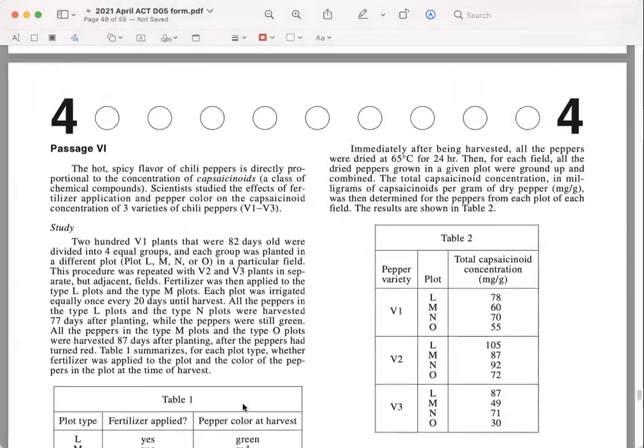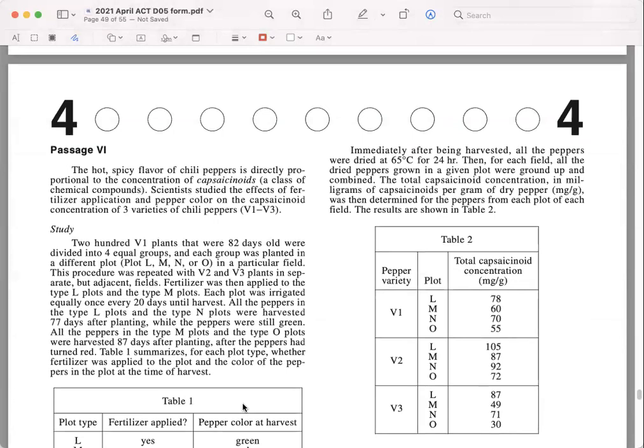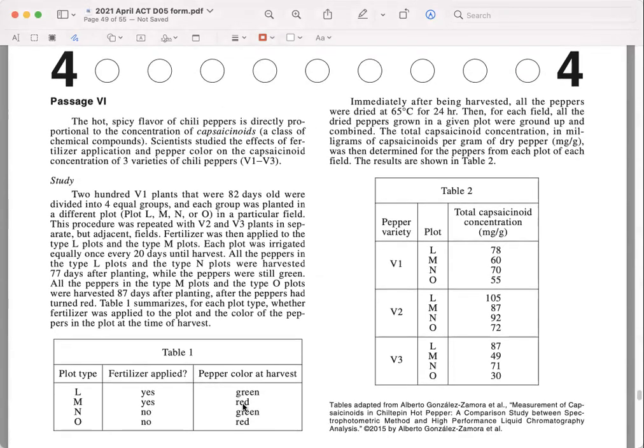Okay, the hot spicy flavor of chili peppers is directly proportional to the concentration of capsaicinoids, a class of chemical compounds. Scientists studied the effects of fertilizer application and pepper color on the capsaicinoid concentrations of three varieties of chili peppers, V1 to V3. 200 V1 plants that were 82 days old were divided into 4 equal groups, and each group was planted in a different plot L, M, N, or O in a particular field. This procedure was repeated with V2 and V3 plants in separate but adjacent fields.